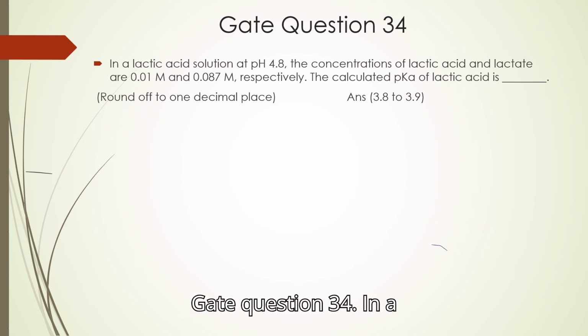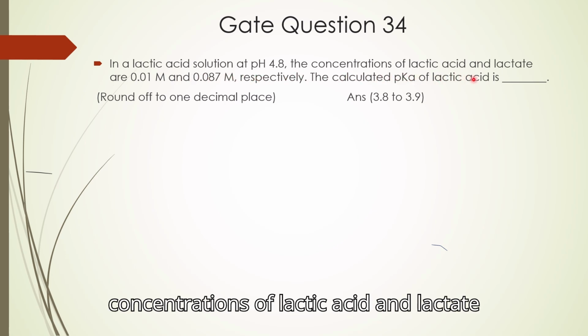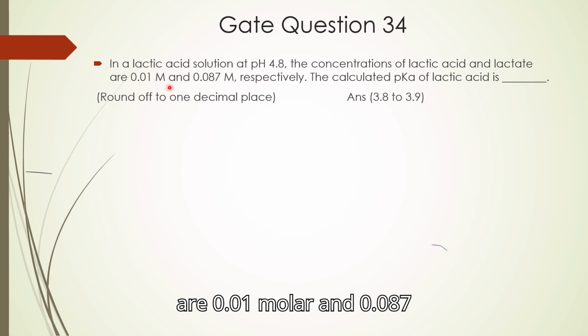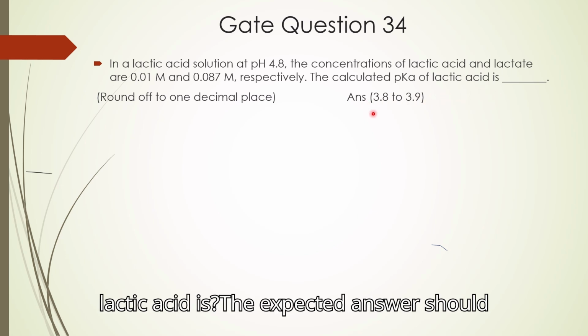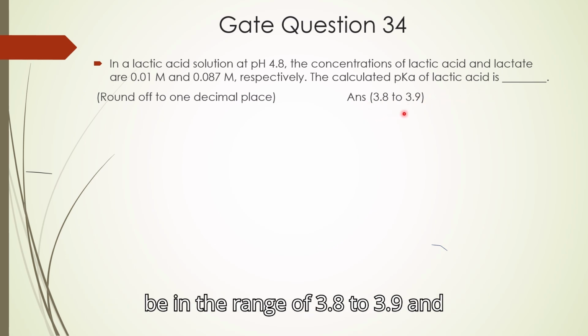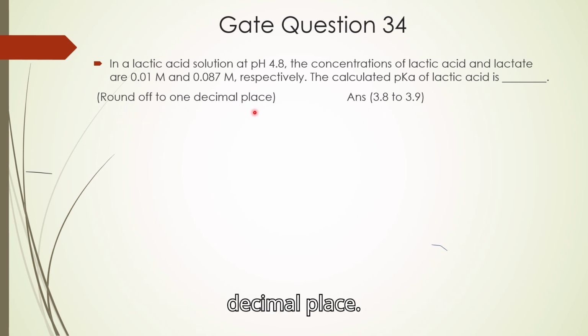This is GATE question 34. In a lactic acid solution at pH 4.8, the concentrations of lactic acid and lactate are 0.01 molar and 0.087 molar respectively. The calculated pK of lactic acid is. The expected answer should be in the range of 3.8 to 3.9, and the answer should be rounded off to 1 decimal place.